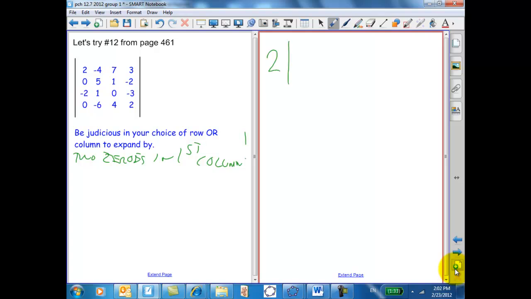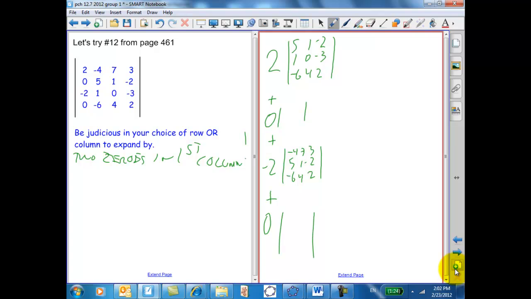We can say 2 times the minor of 2, which is 5, 1, negative 2, 1, 0, negative 3, negative 6, 4, 2. And then 0, doesn't matter what that minor is because it's going to be multiplied by 0. And then negative 2 times the minor of negative 2, which would be negative 4, 7, 3, 5, 1, negative 2, negative 6, 4, 2, and then 0 times all that. So now it's a matter of expanding that out. Now, you want to try the diagonals trick? Let's try the diagonals trick.